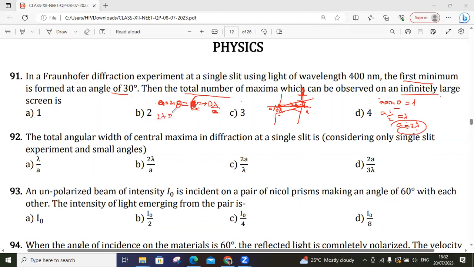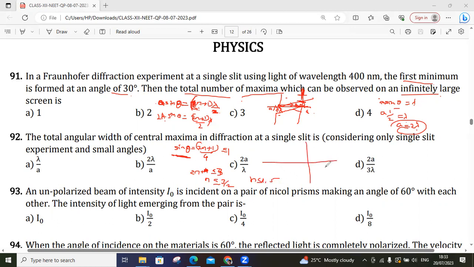So we substitute 2 lambda sin theta is equal to 2n plus 1 by 2 into lambda. So lambda cancels. What do we get? Sin theta is equal to 2n plus 1 by 4. Right? Now they are asking total number of maxima. So if you see sin theta has a limit, it is always less than or equal to 1. So if you focus on n, 2n plus 1 is less than or equal to 4. The 1 goes here, 3. Then n is less than or equal to 3 by 2. That is 1.5. So n is less than or equal to 1.5.